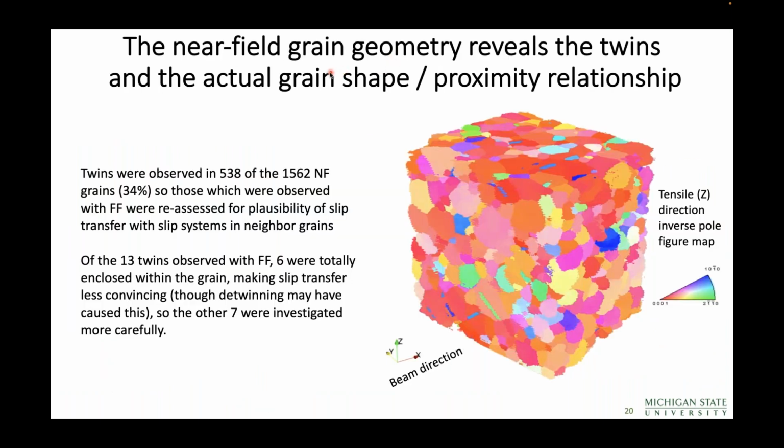Well, the near field grain geometry reveals the twins, because we can see twins here. There's a number of them. And we can actually see the axial grain shape and the true proximity relationship of neighboring grains much more clearly. So we observe twins in this near field in 538 of the 1,500 grains that are present in this near field measurement. So 34% of them have twins. We only observe 13 twins with this far field method. And of those, 6 were totally enclosed within the grain, making the idea of slip transfer less convincing.